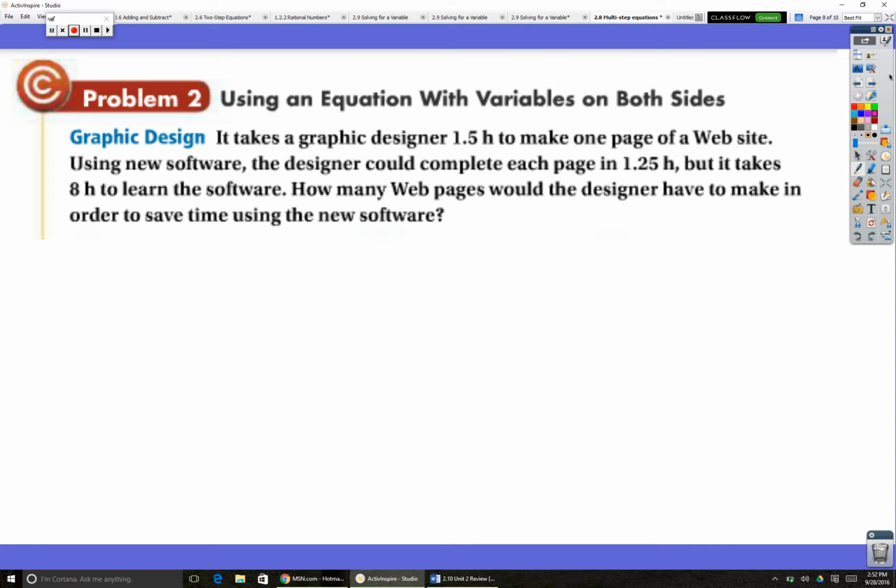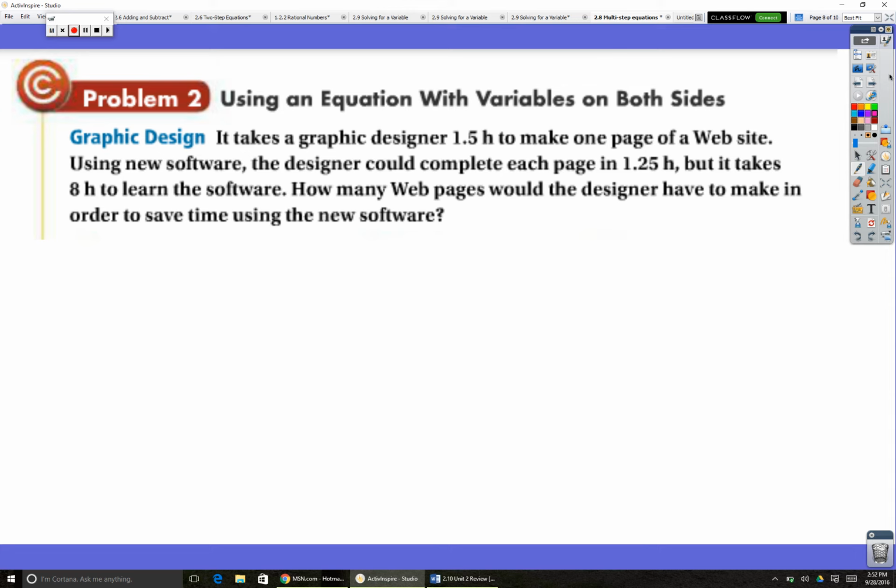Okay, so here's how we use an equation with variables on both sides in a word problem. It's an example from graphic design, and this is from your textbook. It takes a graphic designer 1.5 hours to make one page of a website. Using new software, the designer could complete each page in 1.25 hours, but it takes 8 hours to learn the software. How many web pages would the designer have to make in order to save time using the new software? So to solve a problem like this, we are going to write an expression for one scenario and then make it equal to the expression for the other scenario.